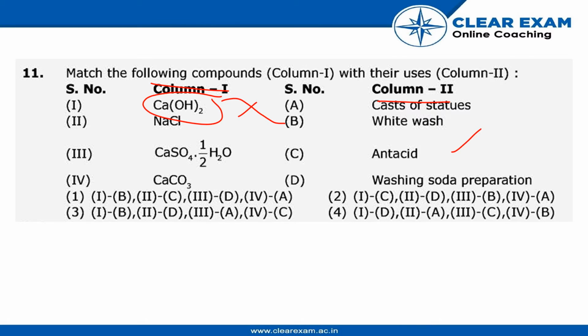whitewash. For NaCl, it is used for washing soda preparation. CaSO4·½H2O is used for making casts of statues and busts. And CaCO3, we all know, is used in antacids.